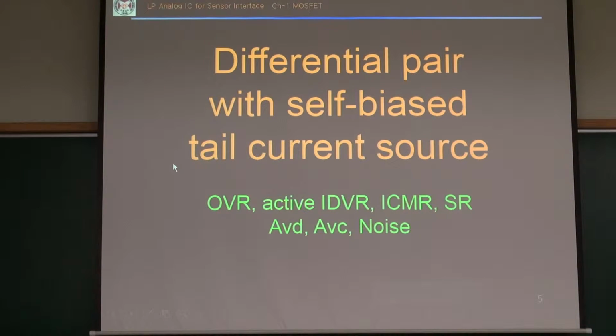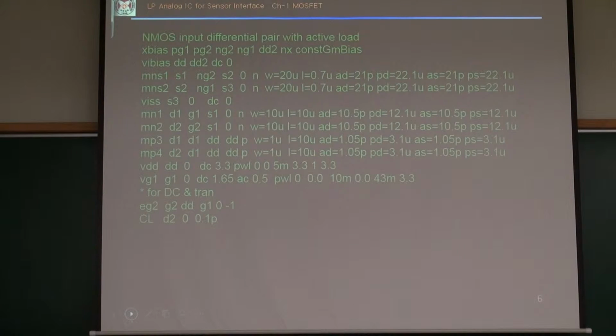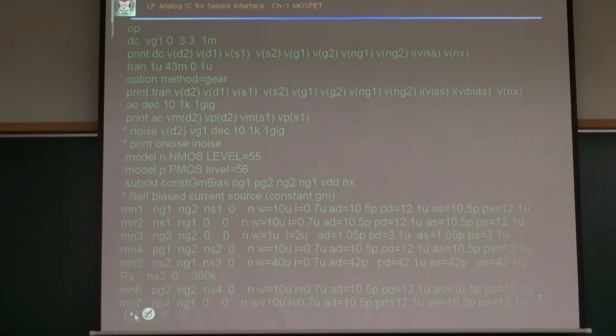So for this differential pair, oh yeah, this is a netlist with a startup circuitry. We already talked about the voltage gain, common mode voltage gain. We can talk about the frequency response and also noise, equivalent input noise voltage. Let us see. This differential pair is very simple.